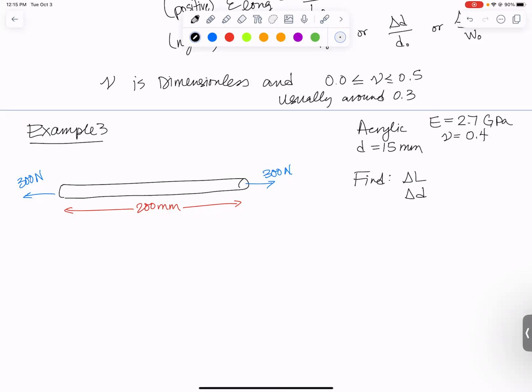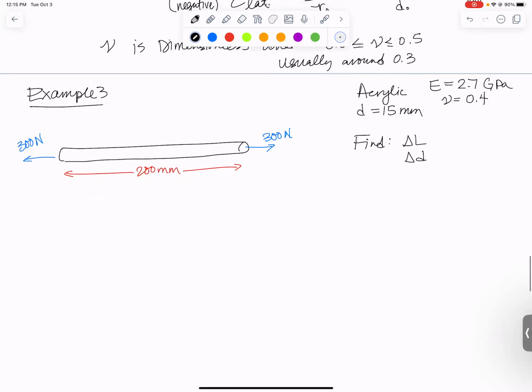Okay, not too bad. We don't have to do any statics for this problem because we're already told that it's just a bar being pulled with 300 newtons of force. So I like to usually start with stress, right? If I can use the force divided by area, I can get stress. Then I can use Hooke's law to get longitudinal strain. So let's do that first.